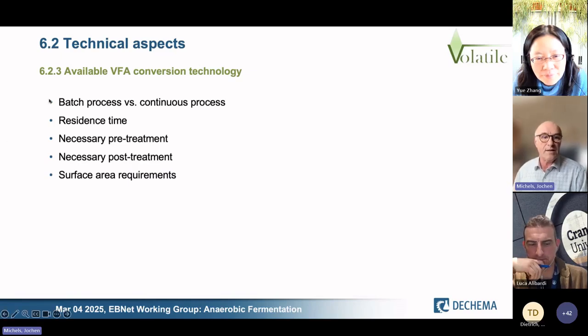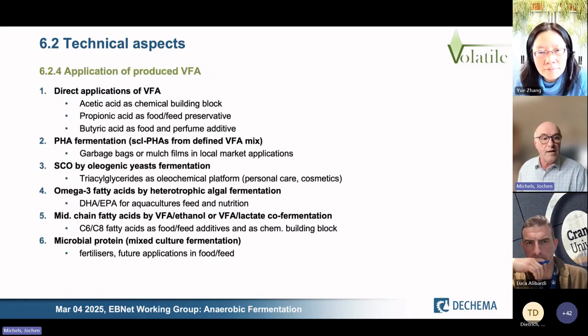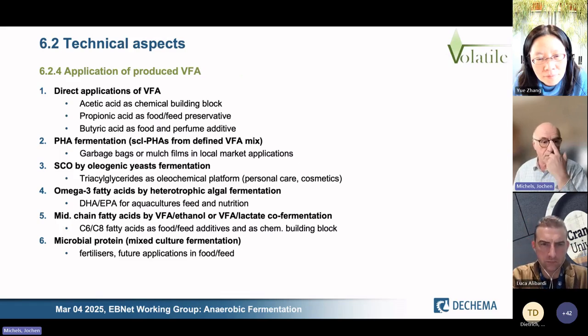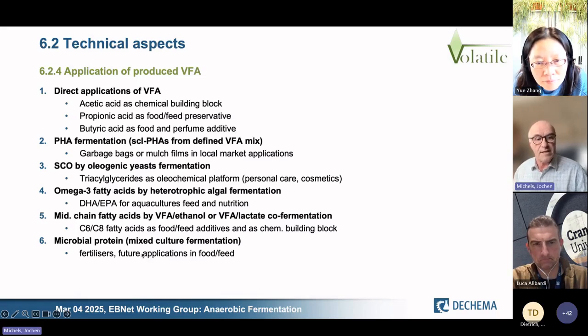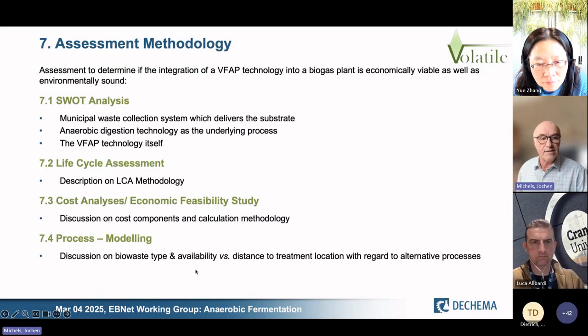Then we also discussed the batch process versus continuous processes, residence time in the fermenter, maybe necessary pre-treatments, post-treatments, and surface area requirements. This belongs to logistics. The application, Thomas already introduced what we did, and we discussed what can be produced with this platform technology, so I won't discuss this further.